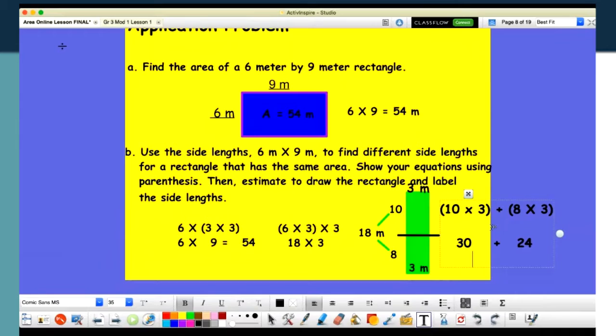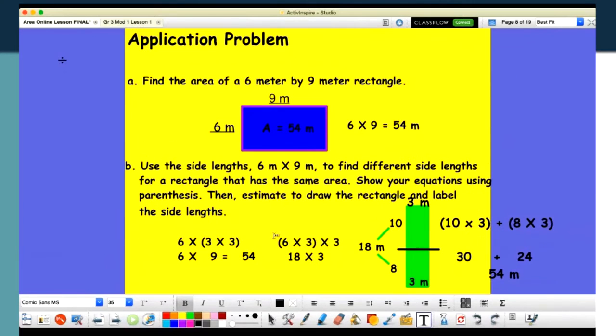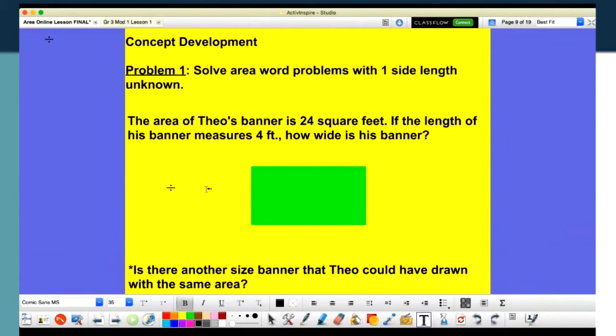plus 24, if I look at my ones, there's several ways you can add this, and you can always add it vertically going up and down if you would like. But in this case, I'm just going to do my ones. 0 plus 4 is 4, and 3 plus 2 is 5. So that would give me a total of 54 meters. So they both have the same area. All right, moving on, let's get into our word problems.